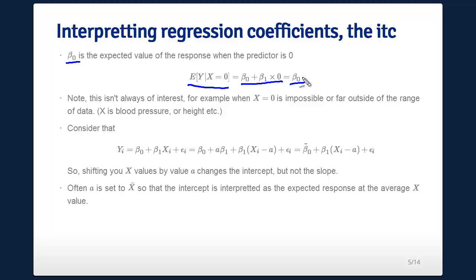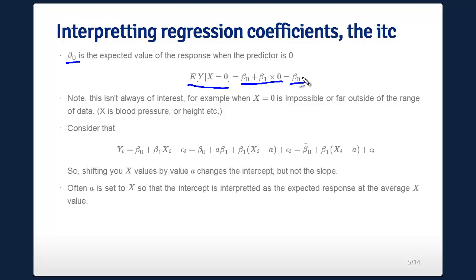But this isn't always of interest. If x equal to 0 is impossible, or it's way far outside the range of the data, as in our height example, that was of course the case. No one as an adult is of height 0, or even no one is ever of height 0. So it doesn't make any sense to interpret the intercept then.